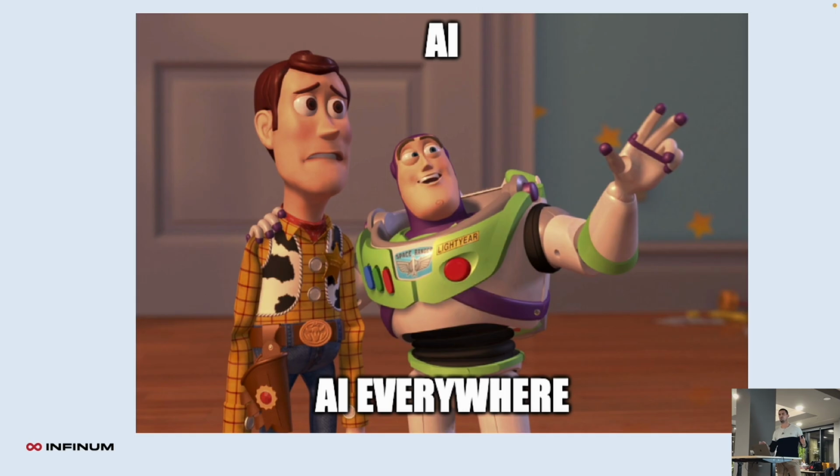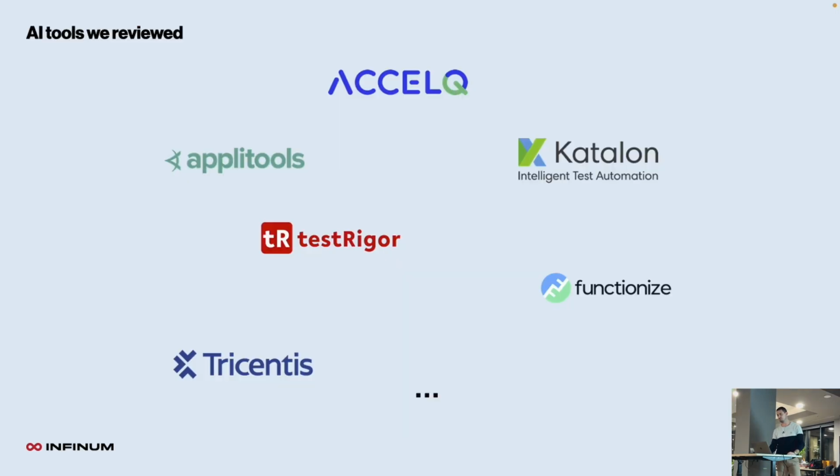So, as you are probably aware, AI is being implemented in all industries nowadays, and software testing is not an exception, of course. We at Infinum reviewed some of the AI tools that are out there. So here are some of them, and what's common for all of them is that they all offer some AI-powered functionalities, such as generating test cases, automated tests, self-healing capabilities, and stuff like that. So we wanted to explore these functionalities and see if we can incorporate them into our test automation framework.